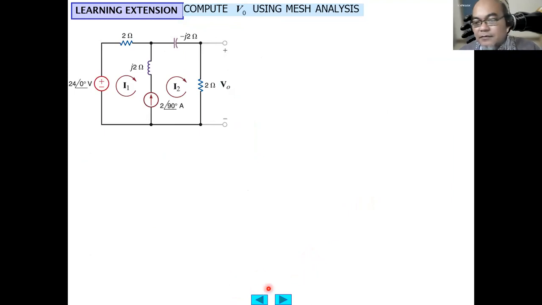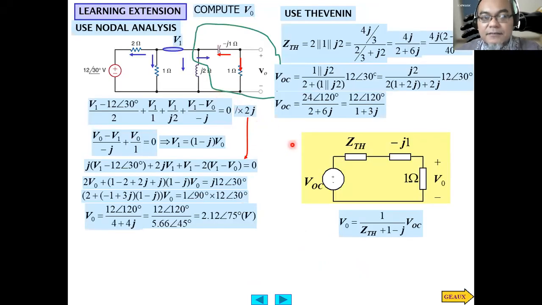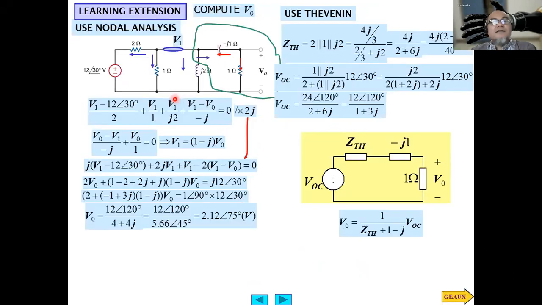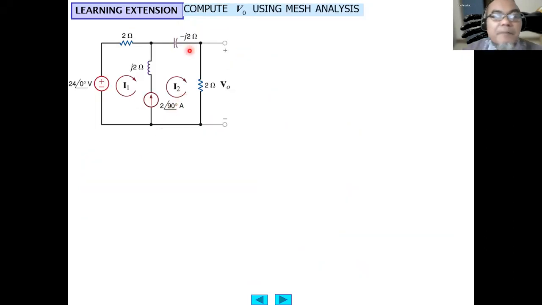Okay, so let's try here another approach of using mesh analysis. First we have done using nodal, then using Thevenin. Let's try using mesh analysis, but now for a different circuit. This is the different circuit, having a single independent voltage source, one independent current source, and V output is being asked here.